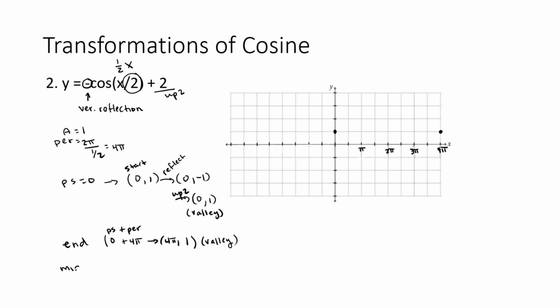My midpoint will be the beginning plus the end divided by 2. So that's 2 pi. And normally that would be at -1, but I'm going to reflect, and that'll be at 1. And then I'm going to move up 2. So now I'm at 2 pi, 3, and this will be my peak. So at 2 pi, I'll be up at 3.